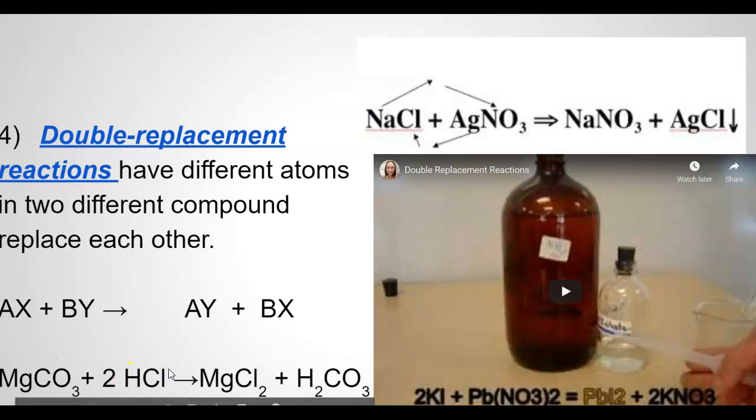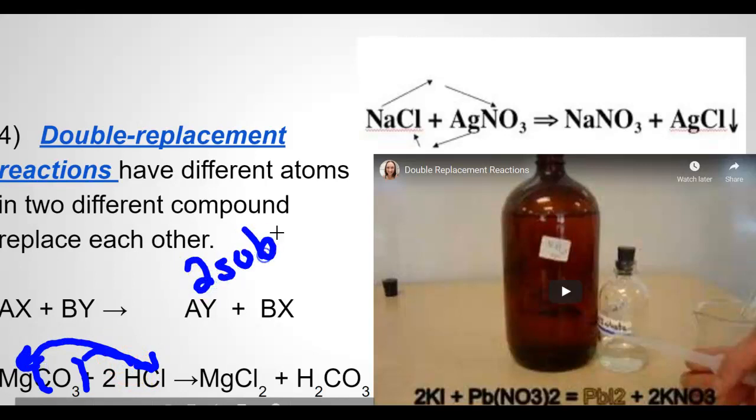Now we have the double replacements. Now these are most of your larger types of reactions. So you have two different things trading places. The one that I wrote out here, this is magnesium carbonate reacted with hydrochloric acid, gives you magnesium chlorate with carbonic acid. So in this case, this trades places with the chlorine and the hydrogens. So you have two substances trade places.